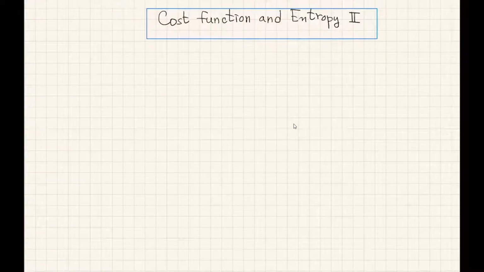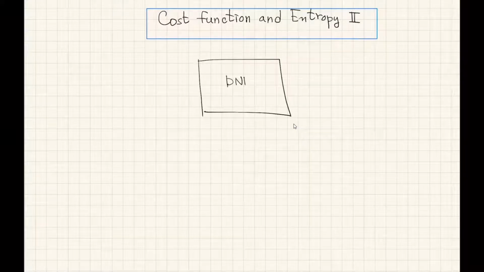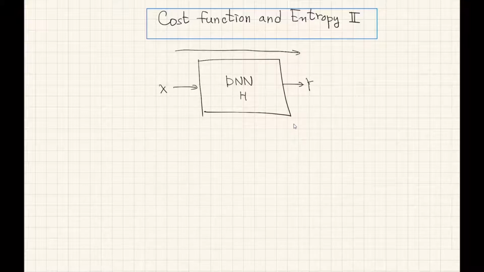You may remember that, let's assume this is the deep neural network. If there is an input, it will have output. There will be hidden layers. Once we input a vector, we will obtain the output. That is what we call forward propagation. And then we will compare this output y with labeled data, that is the target value. We can define the cost function.